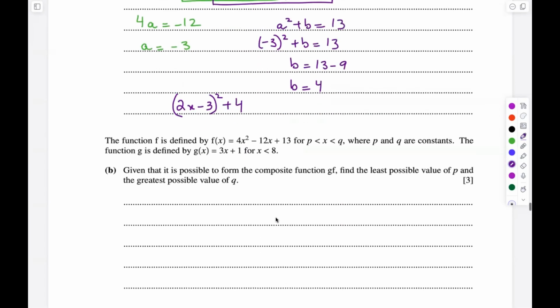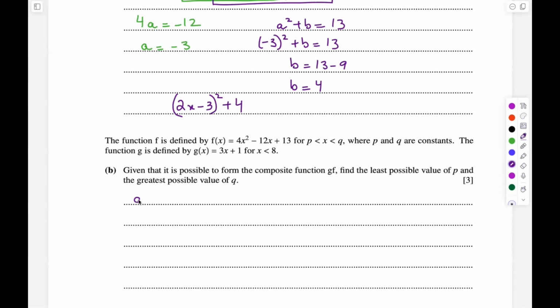In part b, it says that the function f is defined by f of x is equal to 4x squared minus 12x plus 13 for x greater than p and less than q. The function g is defined by g of x equals 3x plus 1 for x less than 8. Given that it is possible to form the composite function gf, we have to find the least possible value of p and the greatest possible value of q.